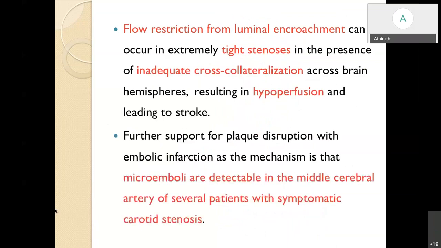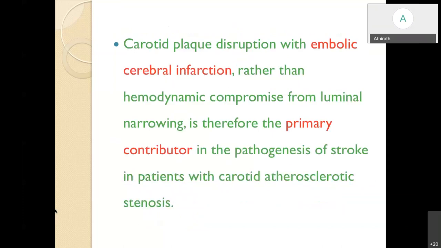A flow restriction from luminal encroachment can occur in extremely tight stenosis in the presence of inadequate cross-collateralization across brain hemispheres, which results in hypoperfusion, and this indirectly leads to stroke. And regarding emboli in the carotid bifurcation causing stroke, there is numerous evidence which shows that microemboli have been detected in the middle cerebral artery of several patients with symptomatic carotid stenosis. So, of the two mechanisms, carotid plaque disruption with embolic cerebral infarction, rather than hemodynamic compromise from luminal narrowing, is therefore the primary contributor in the pathogenesis of stroke in patients with carotid atherosclerotic stenosis.